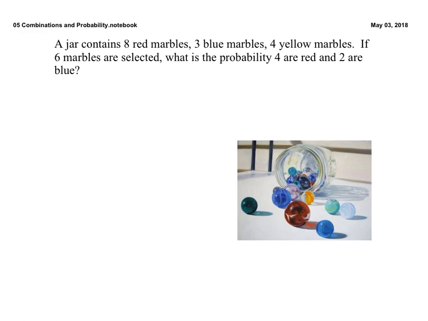So this one is a marble problem. We had one of those in the last lesson too. A jar contains 8 red marbles, 3 blue marbles, and 4 yellow marbles. If 6 marbles are selected, what's the probability that 4 are red? So first of all, we remember that there's 8 total red. We want 4. And 2 blue. So there's 3 blue marbles, and we want 2 of them. Okay. And then just remember that we're always going to divide, since it asks probability right here.